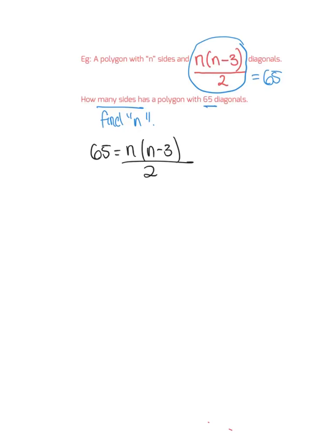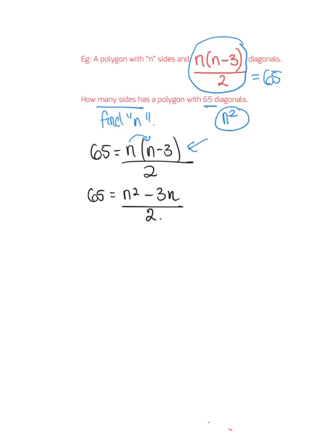You can see this is a quadratic, because if you expanded that out, n times n, you get an n squared. So the highest power is n squared, so we know it's a quadratic. A quadratic we solve by letting the equation equal 0, but probably best we expand this out so we get that n squared. So we get 65 equals n squared minus 3n all over 2.